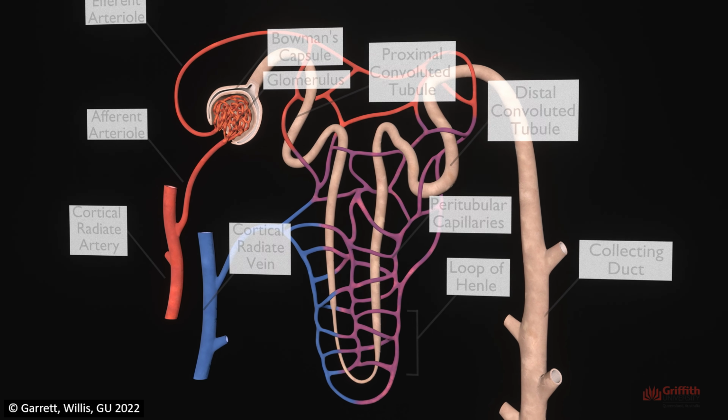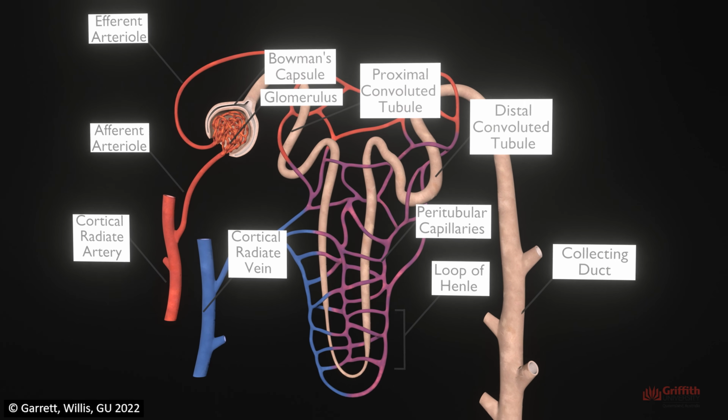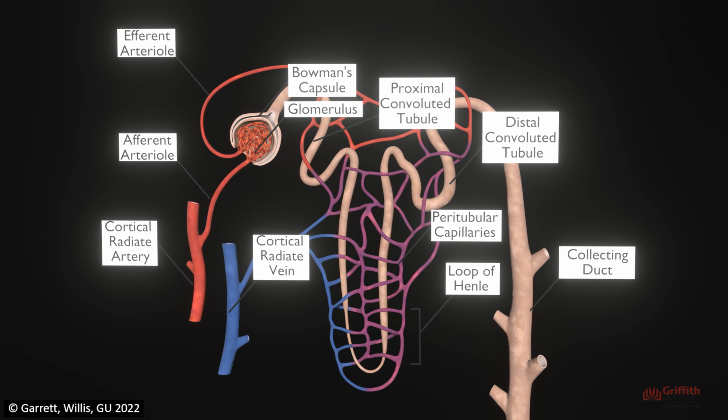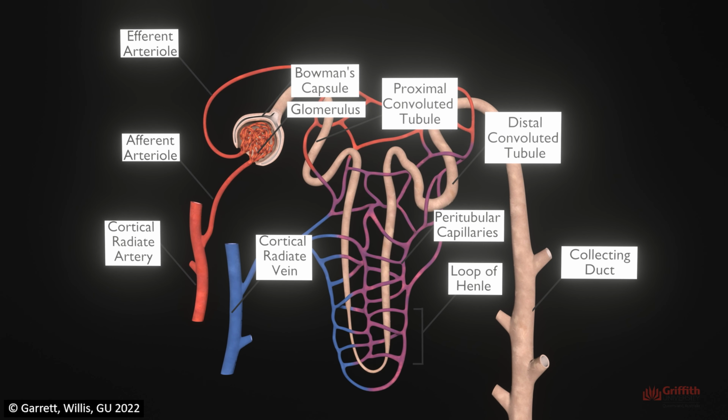The nephron consists of two parts, the renal corpuscle and a renal tubule. The renal tubule consists of the proximal convoluted tubule, the loop of Henle, also called the nephron loop, the distal convoluted tubule, and the collecting duct. The collecting duct serves multiple nephrons. The renal corpuscle consists of the glomerulus and the Bowman's capsule, otherwise known as the glomerular capsule.